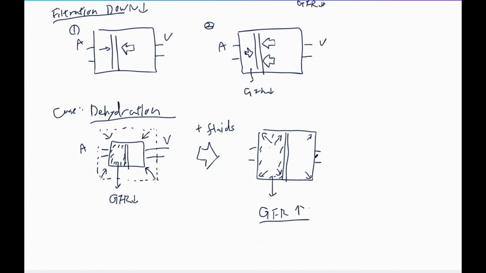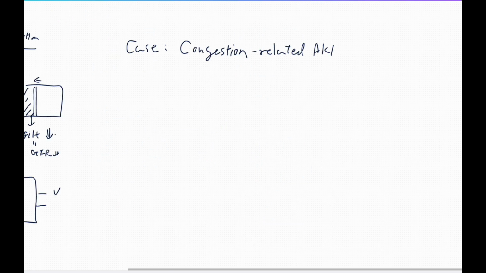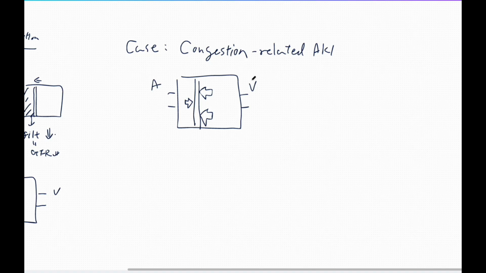Now let's look at a very different situation, congestion. In congestion, the problem is not lack of volume. Instead, the venous side is already overfilled. In our image, the right room is already large and pressurized. Because venous pressure is high, the board is already pushed to the left, and the effective filtration area is reduced, so GFR is low, even before any treatment begins.